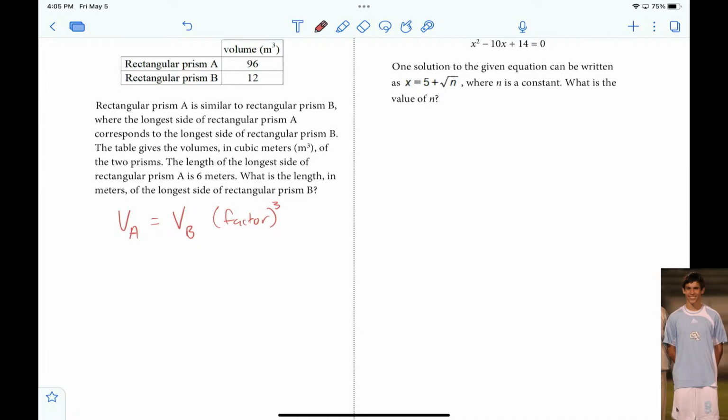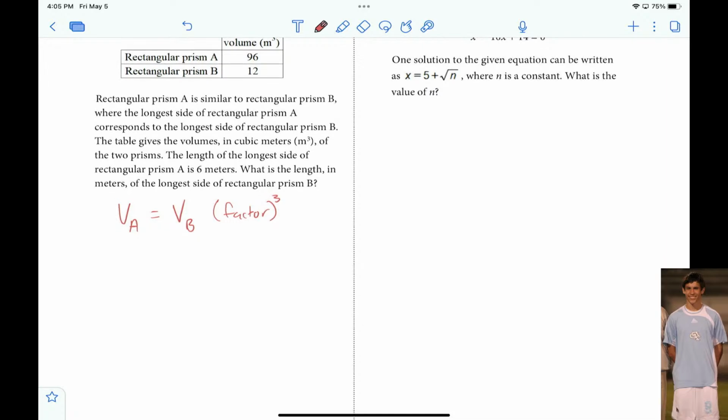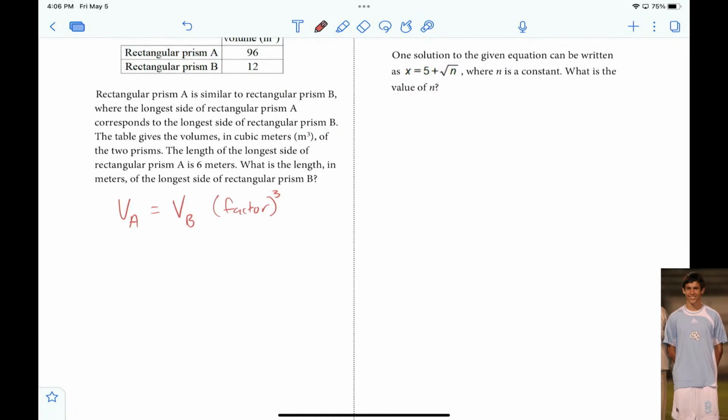So again, the factor is what we're multiplying the dimensions of the shape by to get the other shape. So maybe we're doubling the sides in rectangular prism B to get to rectangular prism A, or maybe we're tripling them, something like that. But that does not mean that the volume itself is being doubled or tripled. It would be whatever that factor is, cubed is what the volume would be changing by. So here we can just plug in the numbers. So we know that volume of prism A is 96. The volume of prism B is 12. But we don't know what that factor is.